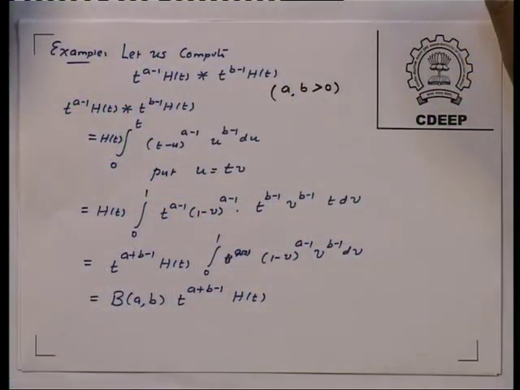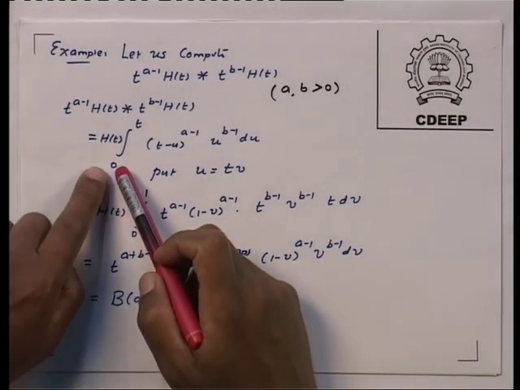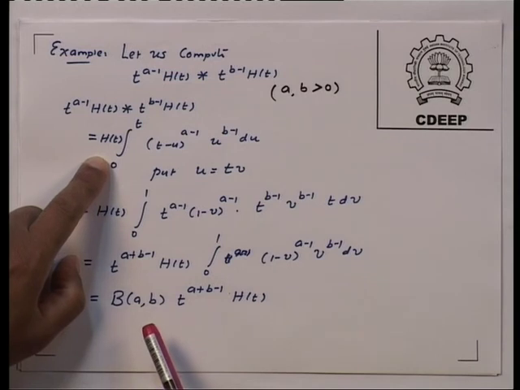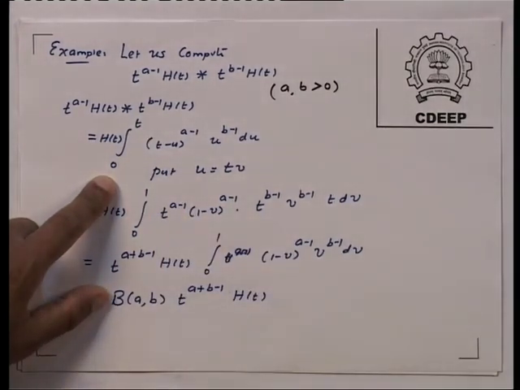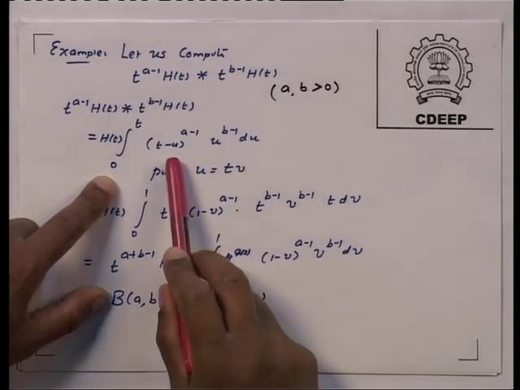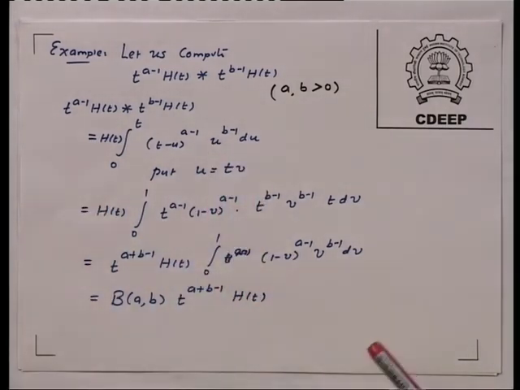Now let us compute the convolution of t to the power a minus 1 h(t) and t to the power b minus 1 h(t). Let us calculate this convolution. Remember, what is the formula? We did this and we got an h(t) outside. Please pay attention. We got the h(t) outside and an integral from 0 to t of (t minus u) to the power a minus 1 times u to the power b minus 1 du, right.